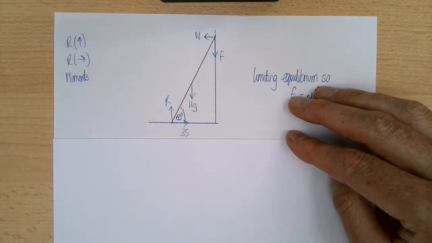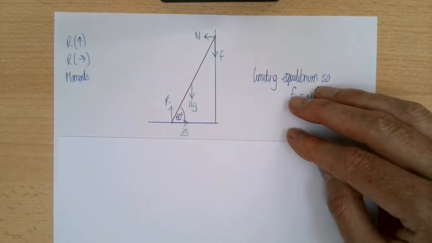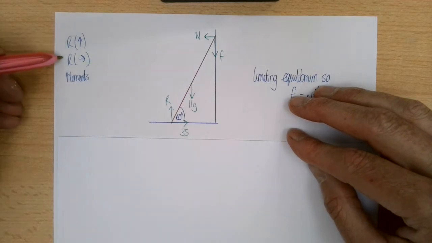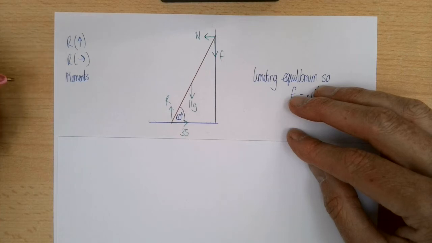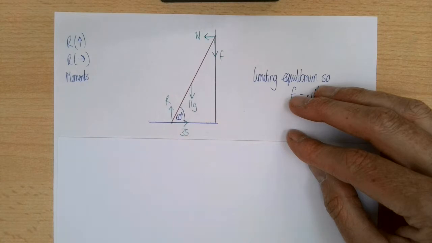Well, I'll tell you what. Why don't you do this step here first? So resolve vertically and horizontally. See what that tells you. Then we'll talk a little bit about the moments.